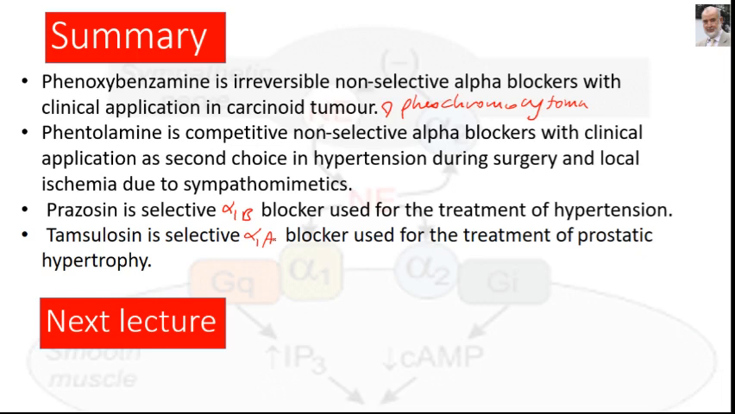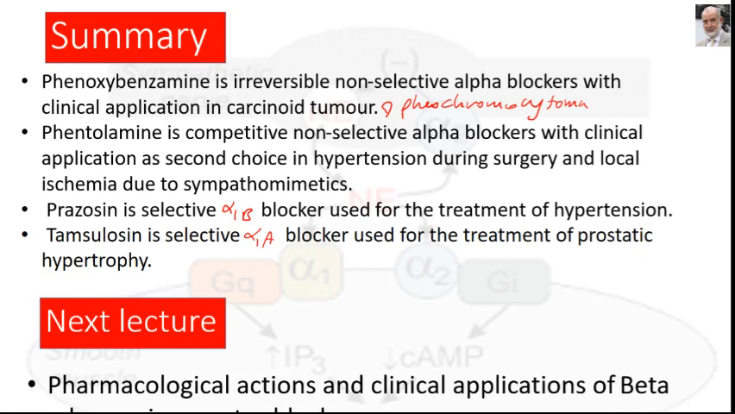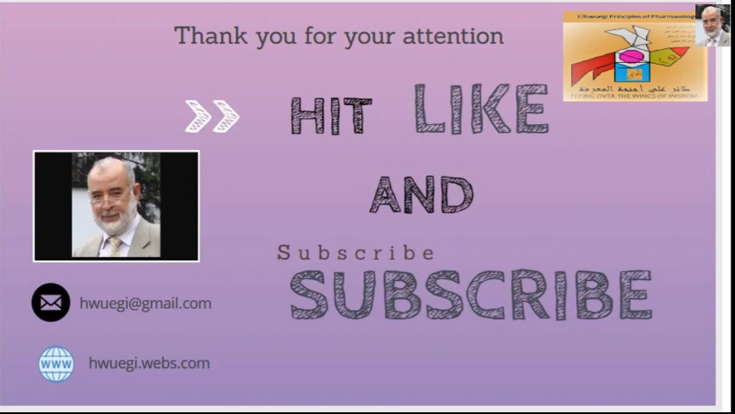Next, in our next presentation, inshallah, we'll talk about the pharmacological action and the clinical application of beta adrenergic receptor blockers.